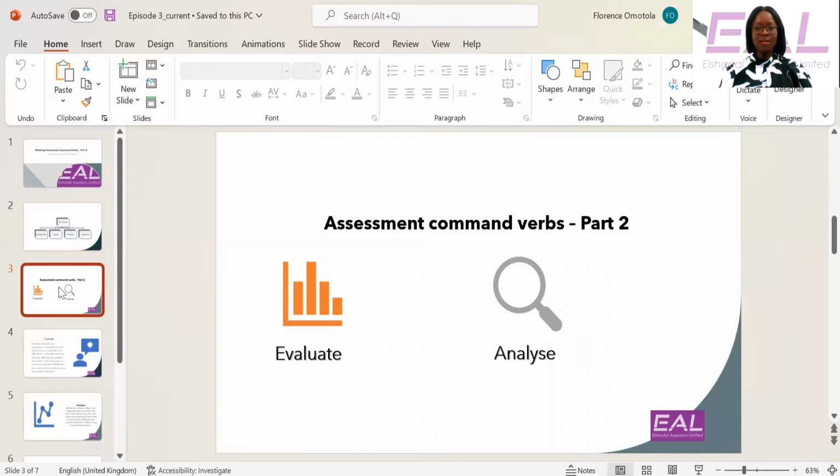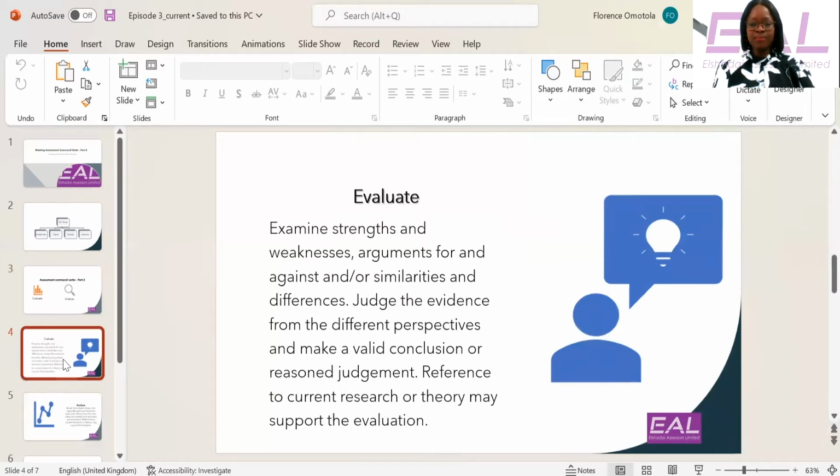Evaluate is like a scale. You want to measure things up, looking at the similarities, looking at the differences, and then making a reasonable judgment about the subject matter. And when you are asked to analyze, it is asking that you scrutinize the subject matter. So let's go into evaluate.